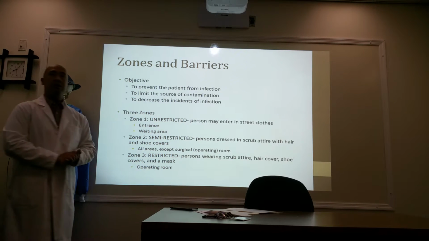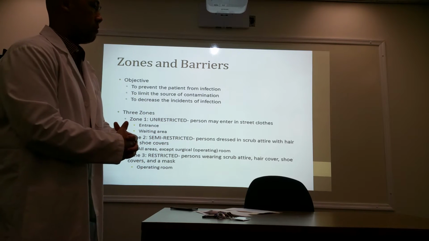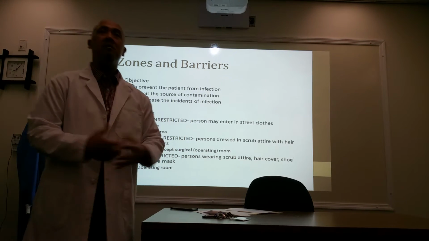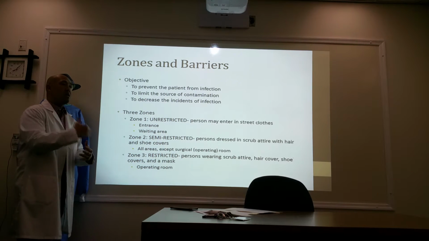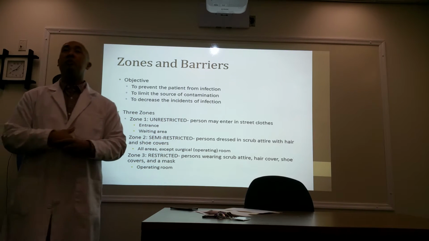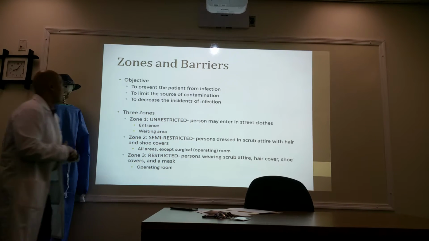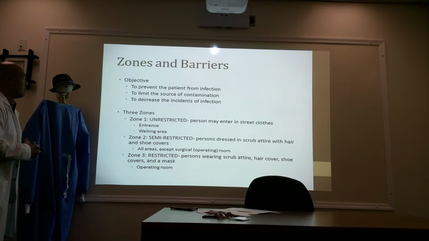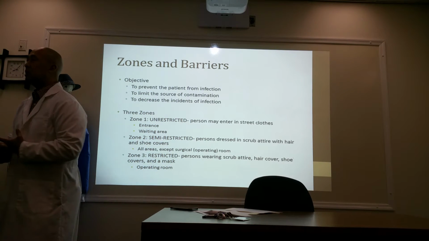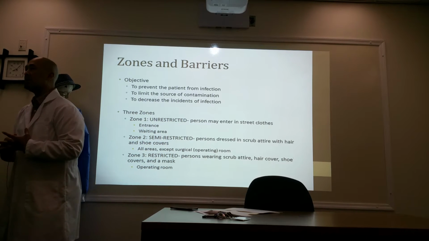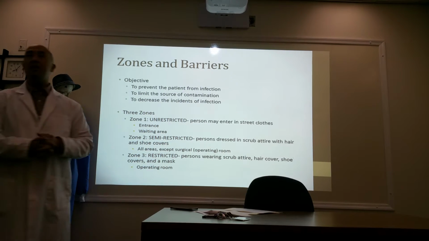Let's talk about zones and barriers. For us to minimize the amount of infection in the environment, a department is generally broken down into different zones or barriers. The objective of zones and barriers is, number one, to prevent the patient from infection. Number two is to limit the source of contamination. Number three is to decrease the incidence of infection.